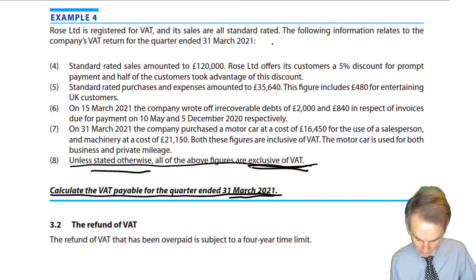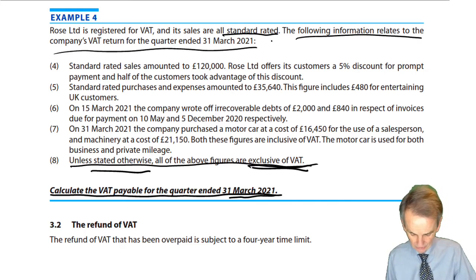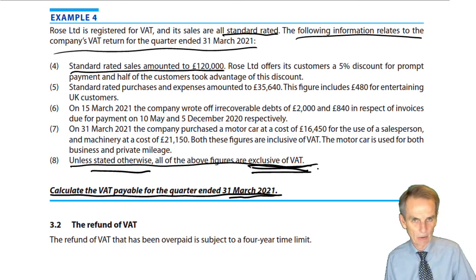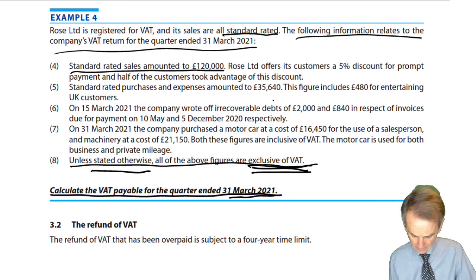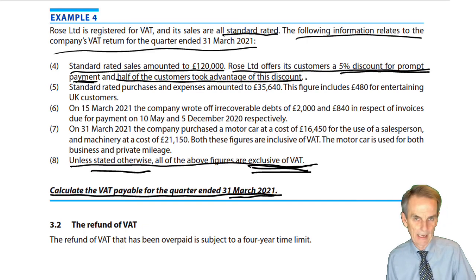Rose Limited, registered for VAT. All its sales are standard rated. The following information relates to the company's VAT return for the quarter ended 31st of March 2021. Standard rated sales amounted to £120,000. Remember, this is exclusive of VAT unless you're told to the contrary. Rose Limited offers its customers, here's the issue, a 5% discount for prompt payment, and half of the customers took advantage of this discount.